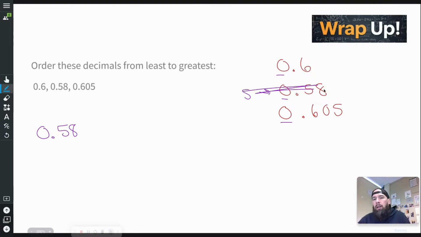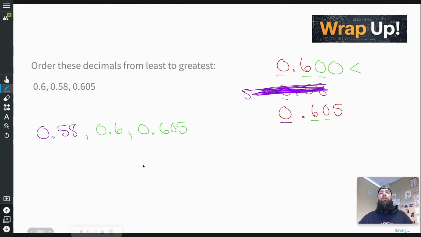So now that you're done, I'm going to want to get you out of the way so I could do the others and not be distracted. Okay? These 6s are the same, but I've run out of numbers. So let me put a 0 here, and these zeros are the same. So let me put another 0 here, and this 0 is less than that 5. So the middle number here is going to be 0.6, 6 tenths, and then my last number is going to be 0.605, 605 thousandths.